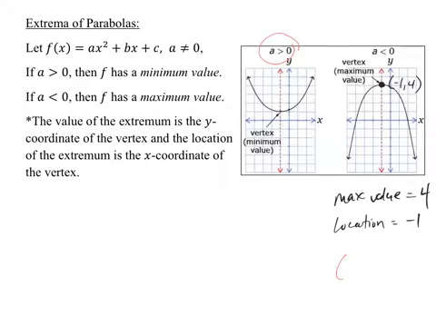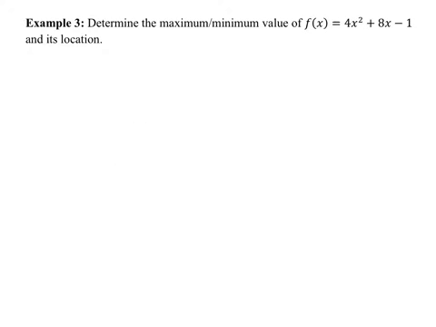The actual coordinate, though, of the max is (-1, 4). All right, let's jump right into an example now. Now that we've done a little bit of theory here, let's jump into an example. Determine the maximum or minimum value of the following and determine its location.